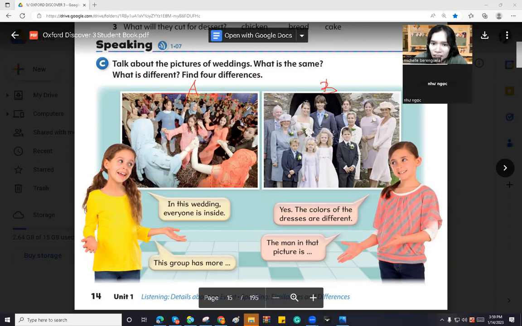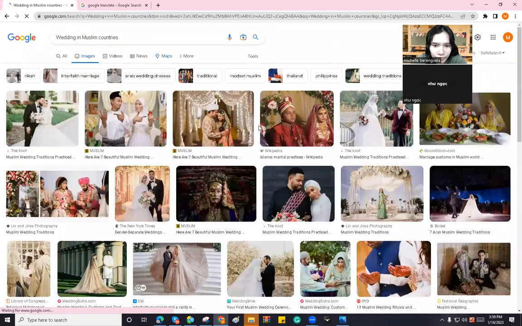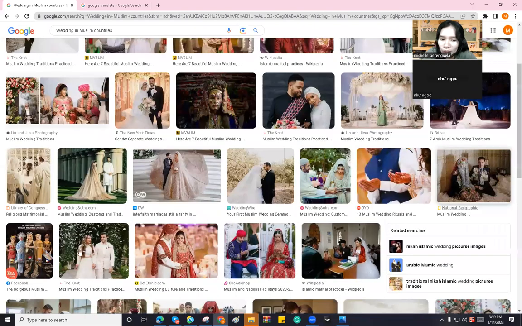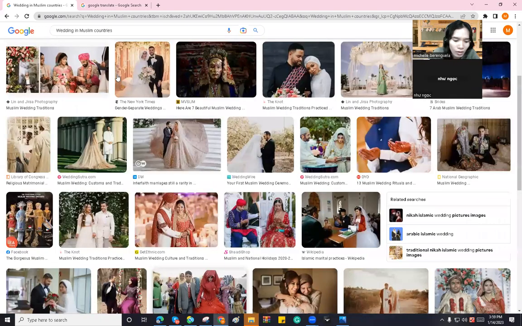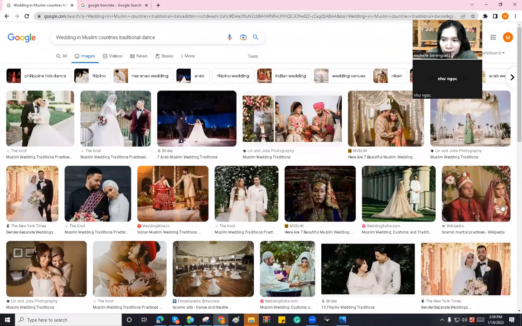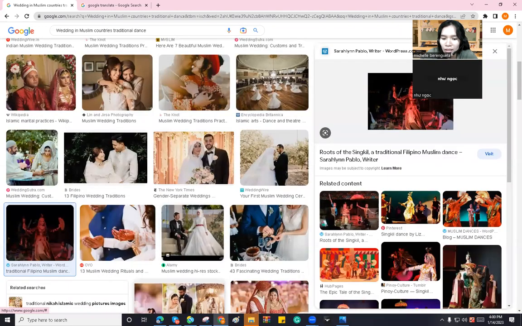Are they happy here? I think this is in a Muslim country. Wait. Okay, let me see. Wedding in Muslim countries. Oh, can you see this, Ngoc? Yes. All right, they're going to wear that one, okay? And they also have traditional dance. See that? Yes, they're going to dance also, like this one. Okay. All right, next one.